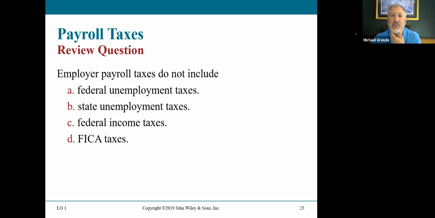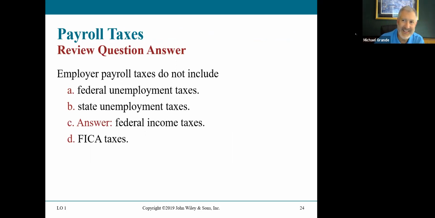Employer payroll taxes do not include C, federal income taxes. Those other 3 are employer taxes. There's a distinction. Employee tax, that's what the employee pays, that comes as withholding, resulting in a net check. And then there's employer tax, only the employer pays it.